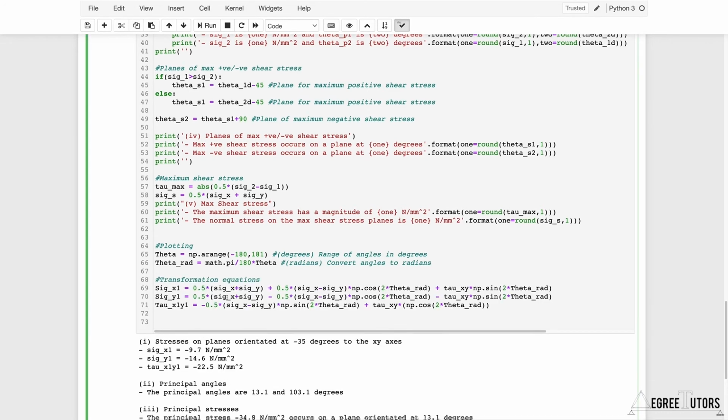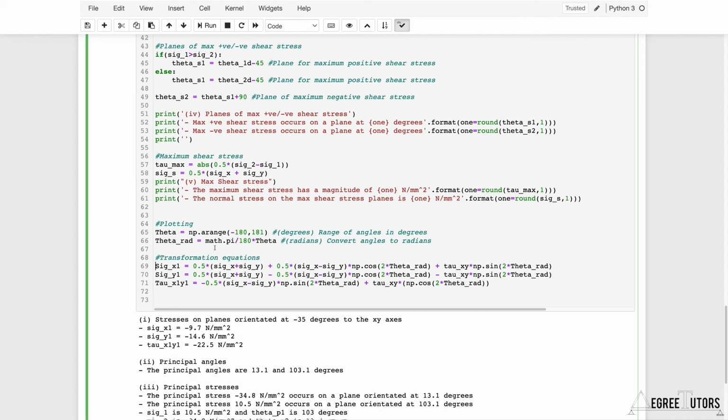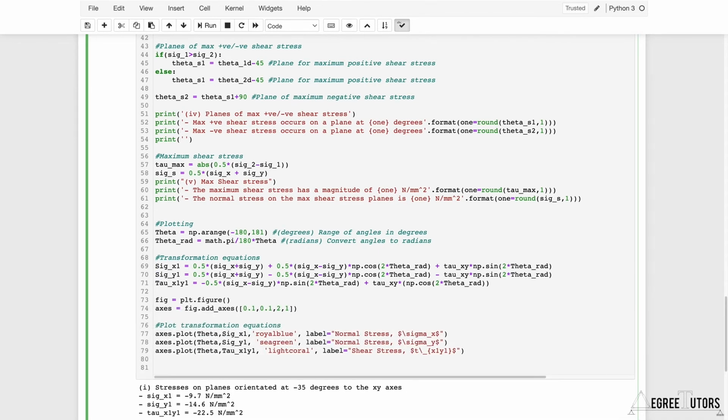Again, we've seen this above, and I'm defining all of the values created by this transformation equation with a sigma x1 with a capital S here. Again, just to differentiate from above, capital S and capital T. We can go ahead and plot those. Same thing, defining a figure, adding a set of axes, and then adding a plot. I'm plotting the sigma x1, sigma y1, and tau x1y1.